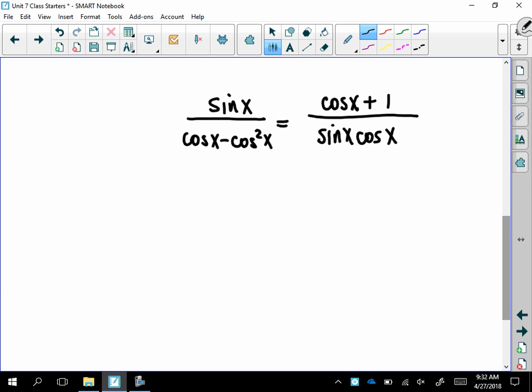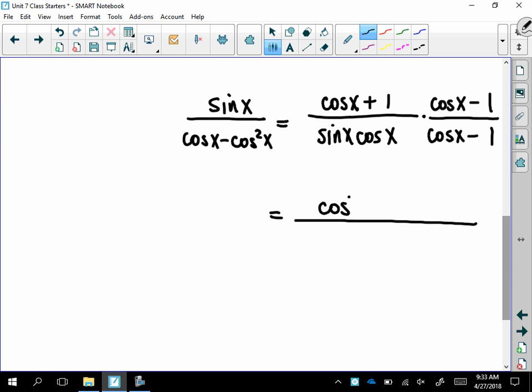Another option would be, up here we have cosine of x plus 1. So I could multiply by the conjugate of that. So that would give me, in the numerator, cosine squared minus 1. And in the denominator, we have sine of x, cosine of x, and cosine of x minus 1. I just don't want to distribute all that in.